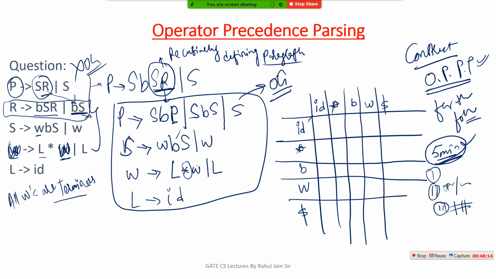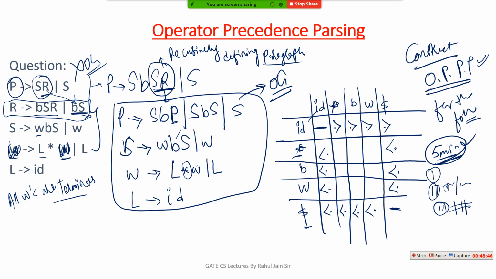Now I need to compare ID, and ID will not have any comparison, and dollar will not have any comparison. If I compare ID, basically ID has the highest precedence. It is a rule that ID has the highest precedence among all the terminals. So I will simply fill this table until now. And this dollar has the least precedence from all terminals. So this table I have filled like that until here.